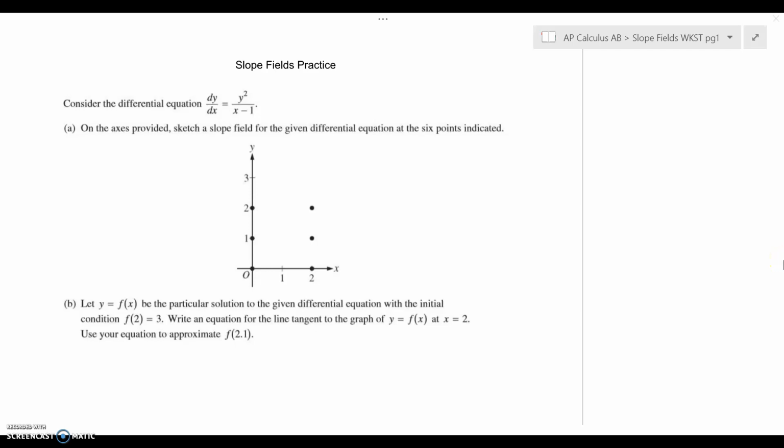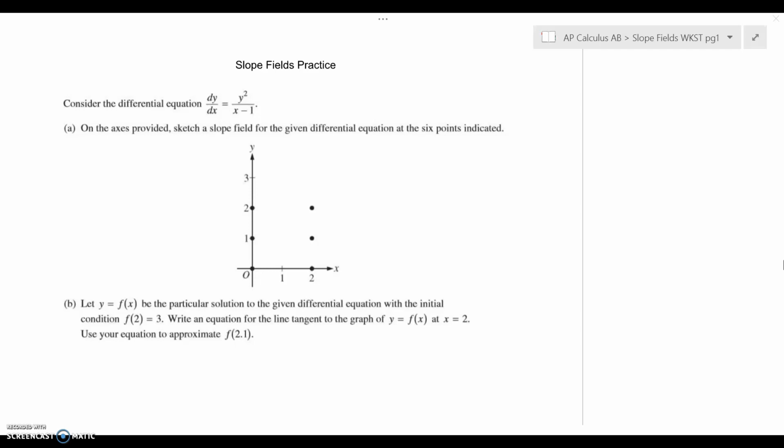Okay, so this is the slope fields worksheet 2, and it is 2 different AP free response questions that have a part A, B, and C, and I've just selected out the parts A and the B to work on the specific skill that we're talking about with slope fields. We'll eventually, or in the next section, talk about part C.